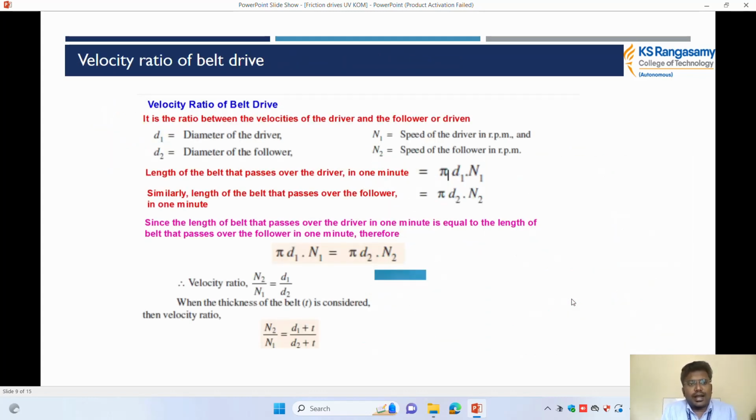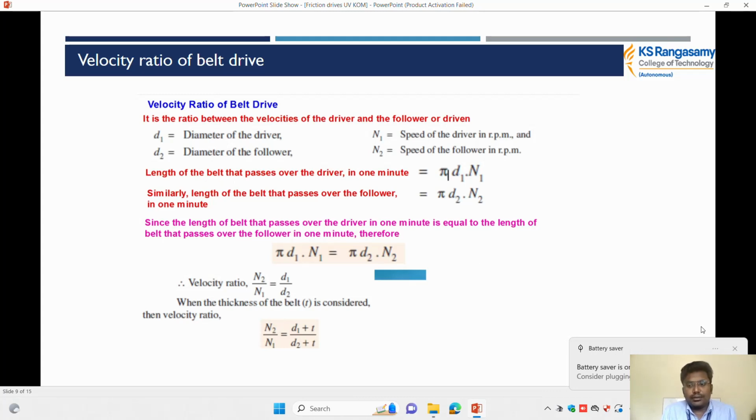Next, we have to calculate the velocity ratio of the belt drive and the speed. Here is the formula for the speed: N2 divided by N1 equals D1 by D2. So we will discuss one by one. D1 is the diameter of the driver, D2 is the diameter of the follower, N1 is the speed of the driver in RPM, and N2 is the speed of the follower in RPM.